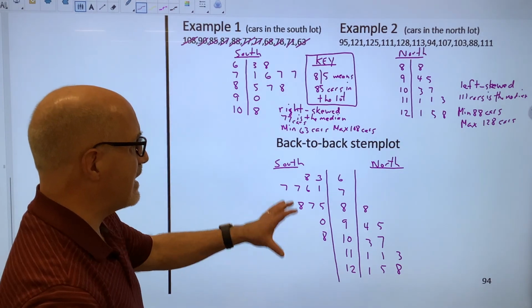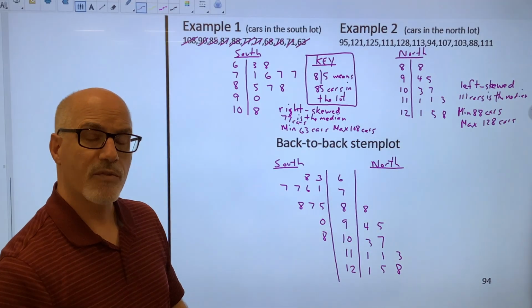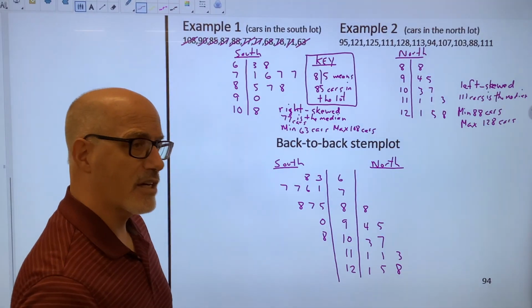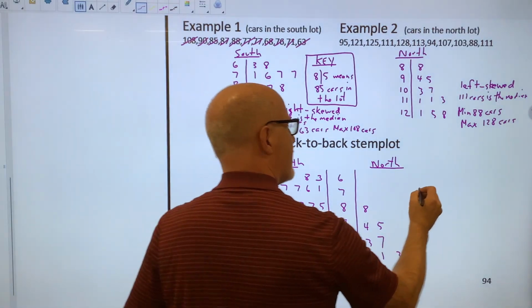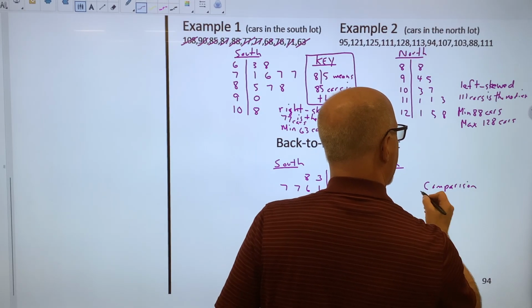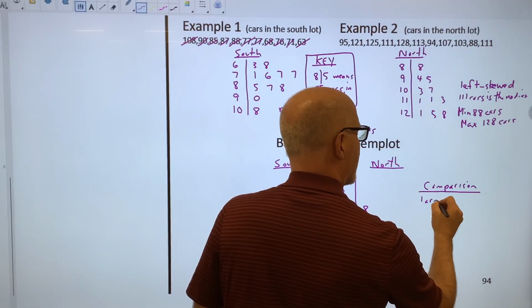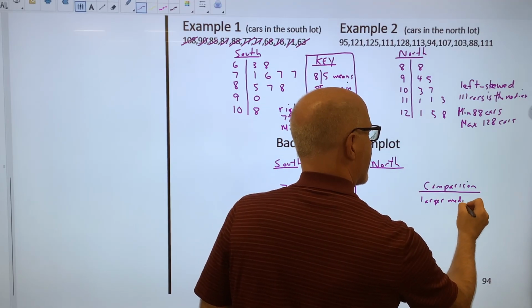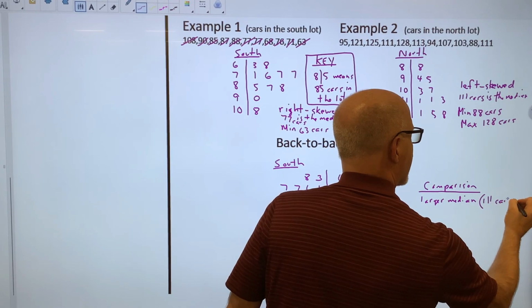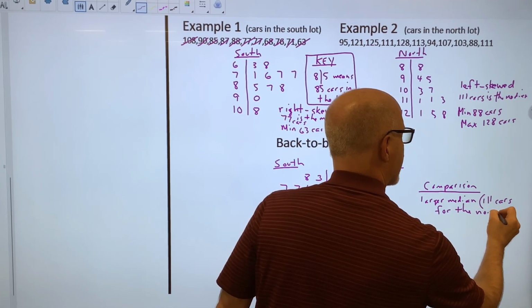So now you can see a comparison. This north one definitely looks like it's shifted toward the positive. So I have a lot more values in the positive direction here. So you know, a comparison. Okay, you've got a larger median. It would be 111 cars for the north lot.